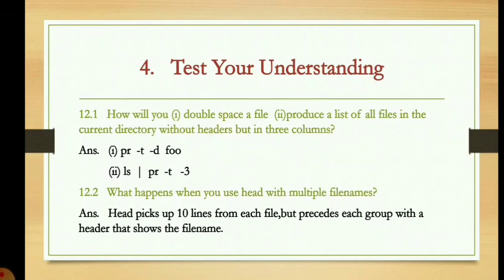Now moving to the second question. What happens when you use head with multiple file names? The head command, as the name implies, prints the top n lines of the given input. So by default it prints the first 10 lines of the specified files. If more than one file name is provided, then the data from each file is preceded by its file name. So that's what the answer explains to us, that head picks up 10 lines from each file but precedes each group with a header that shows the file name. Moving to the next question.